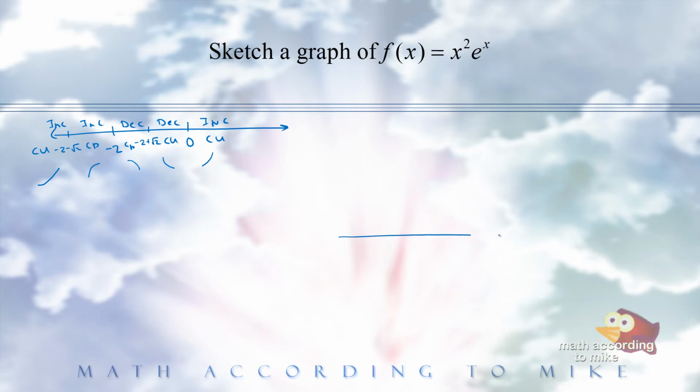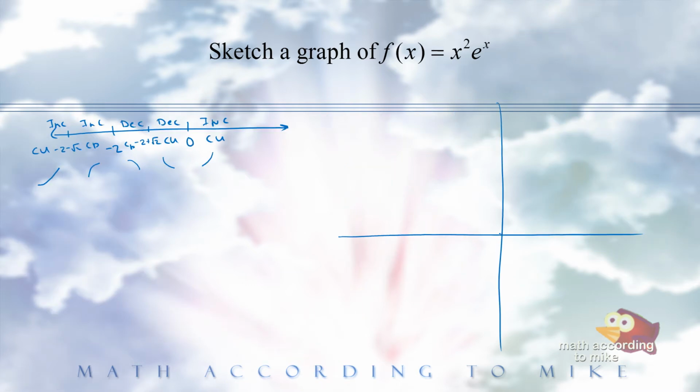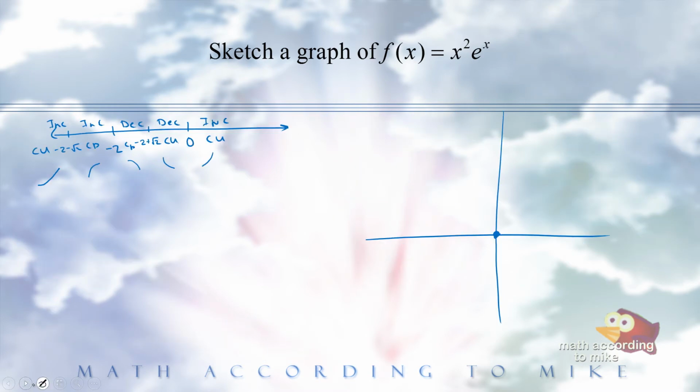All right, let's draw a graph. X-intercept 0, 0, same with the y-intercept. I don't know why it does that. I think it hates me. There we go. Horizontal asymptote at y equals 0. I'll draw that in red.